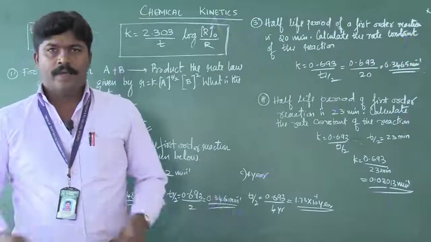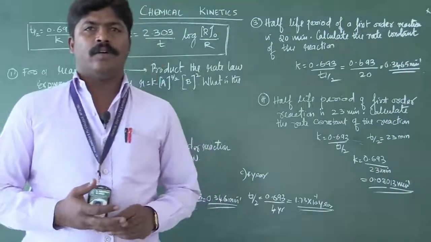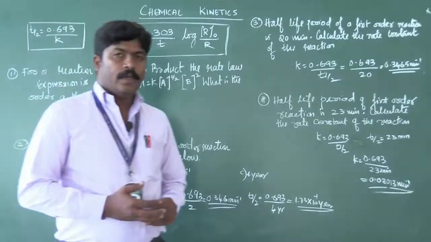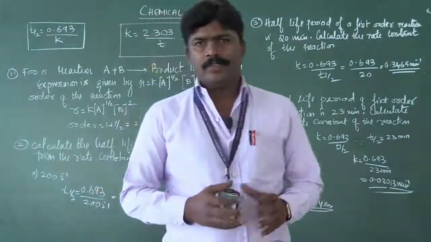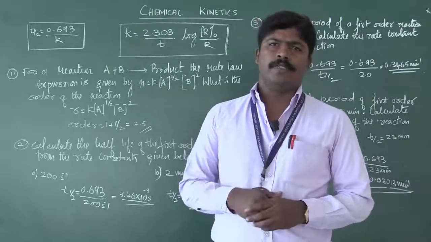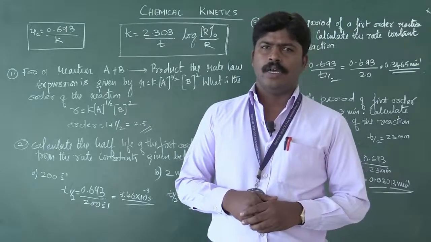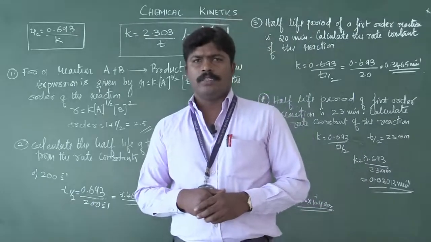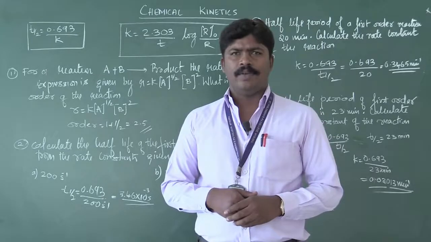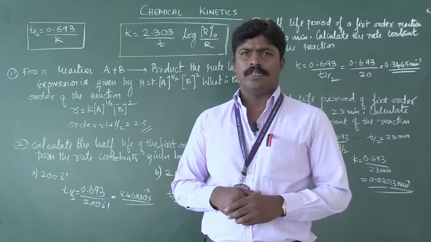So as we are in the last part of the chapter, chemical kinetics, we are discussing the numericals based on this chapter, and we'll go through the numericals and problems based on the formulas which we have already derived in the third session. That is, the rate constant of a first order reaction and rate constant of a zero order reaction, half-life of first order and half-life of a zero order reaction.